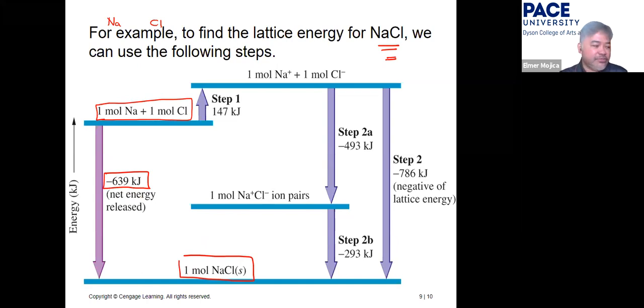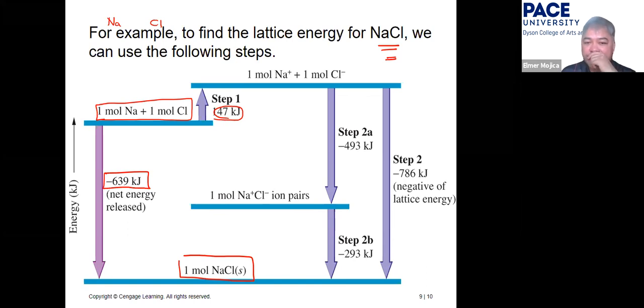So how did they end up with this 639? They found out the first thing for you to do is to ionize both your sodium and your chlorine. So in doing that, you're going to need 147 kilojoules. So that's the endothermic part. Okay, that includes the ionization energy where Na becomes Na plus, and the electron affinity where your chlorine becomes chloride.